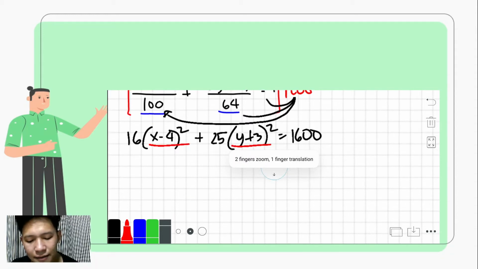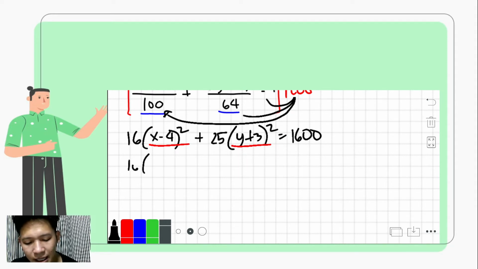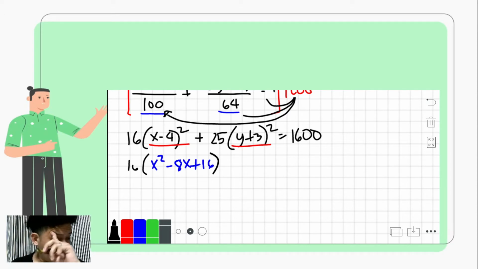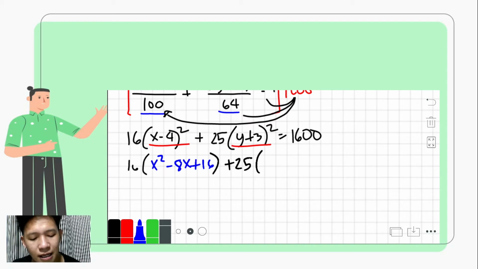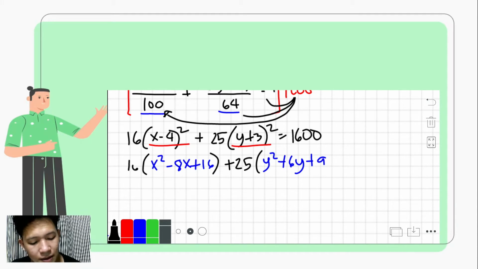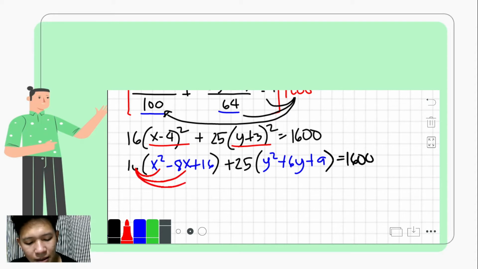So we will have 16 multiplied by the square of x minus 4, that is x squared minus 8x plus 16. Alright, so that's how simple it is; you can actually use the FOIL method if you want. Then we have plus 25 multiplied by the square of y plus 3, that is y squared plus 6y plus 9 equals 1,600. And then we multiply this to all terms in the parentheses.